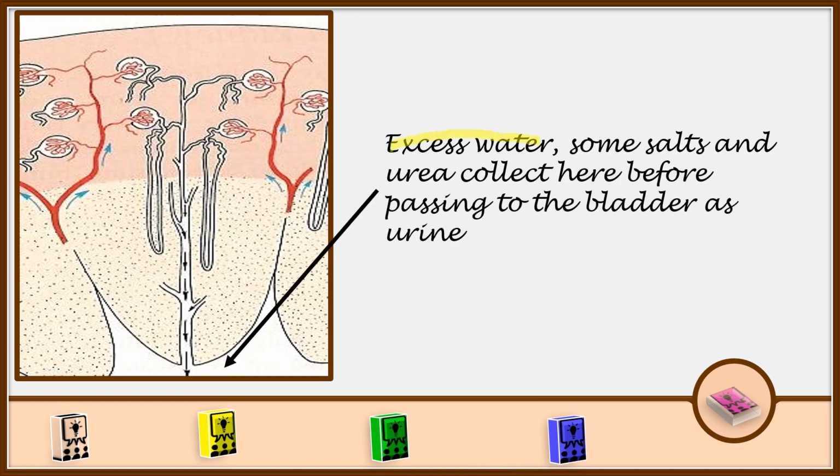Excess water, salts, and urea collect here before passing to the bladder as urine. So we have the excess water which was not reabsorbed. We have salts that have not been reabsorbed. We have urea which has not been reabsorbed. All of it is going to collect into the collecting duct, and it will be passed to the pelvis. In the pelvis, it is collected before it is carried to the bladder, where it will be taken as urine.